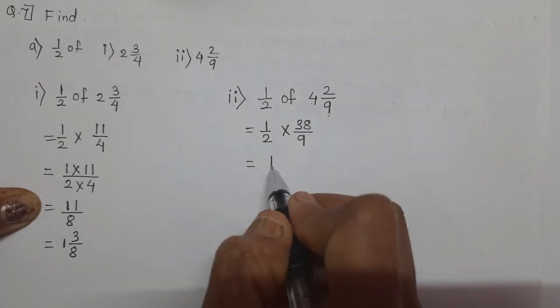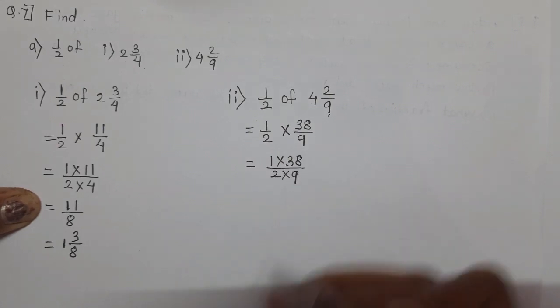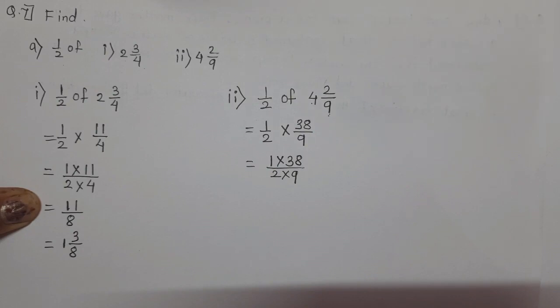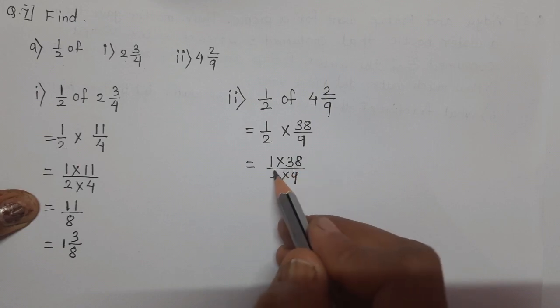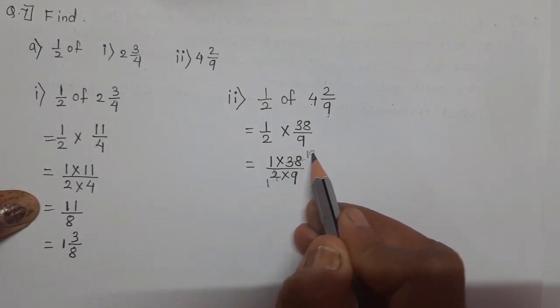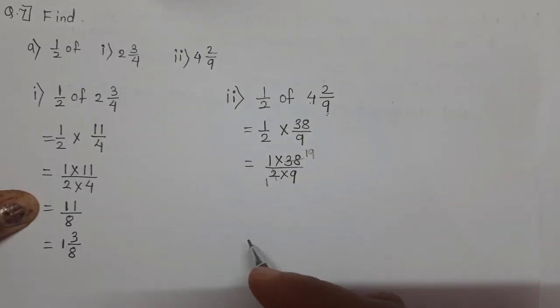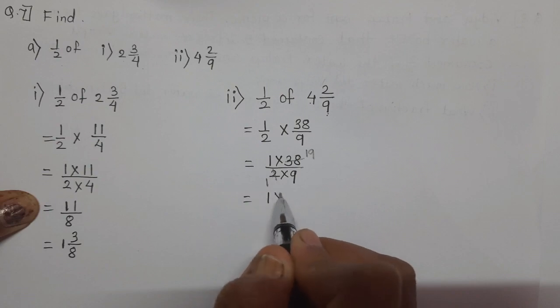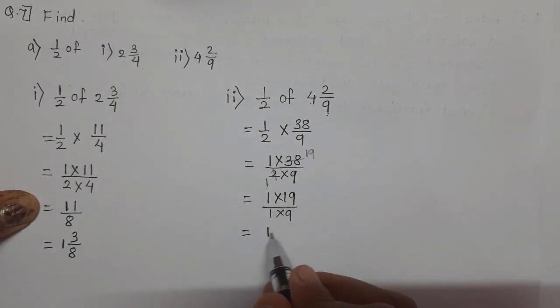Okay, now after that what will we do? 1 multiplied by 38 upon 2 multiplied by 9. Now what can we do here? See, we can reduce to the lowest term here. See here, this number is divisible by 2. So write here 2 1s are 2, 2 19s are 38, 2 9s are 18. Okay, so 1 multiplied by 19 upon 1 multiplied by 9. So what did you get here? 19 1s are 19, 1 9s are 9.